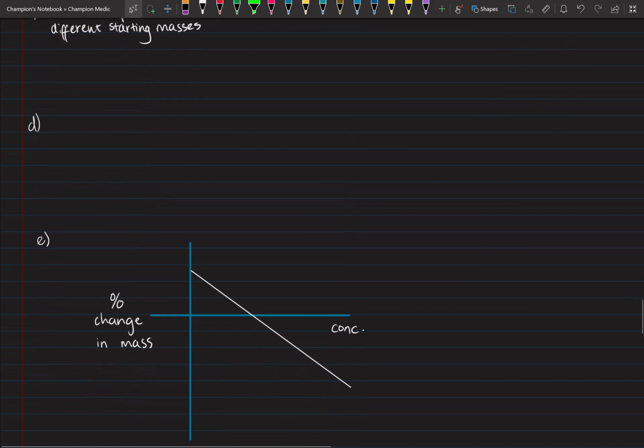Part D. Part D is asking us about the importance of repeats, and the reason is because you can calculate a more reliable mean, and the reason is you're able to first identify anomalies and remove those anomalies, and after that you can calculate a mean.